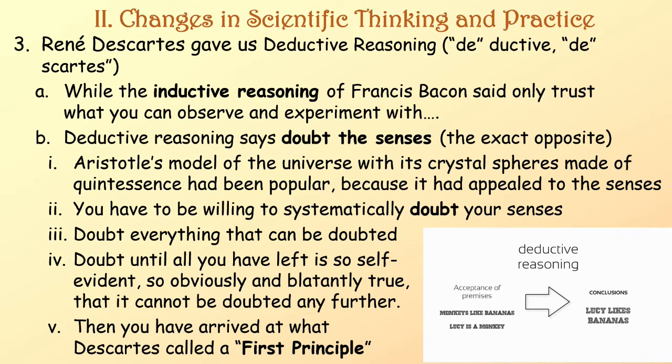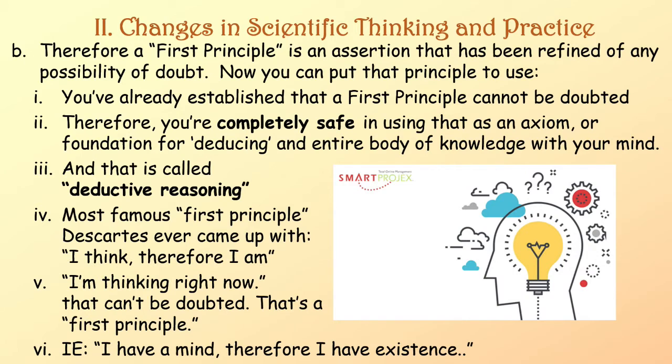Doubt everything that can be doubted. Doubt until all you have left is so self-evident, so obviously and blatantly true that it cannot be doubted any further. And when you have arrived there, then you have arrived at what Descartes called a first principle. Therefore, a first principle is an assertion that has been purified and refined to the extent that it contains absolutely no possibility of doubt.